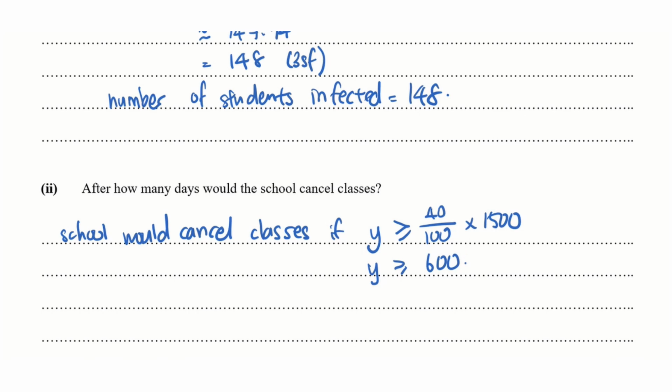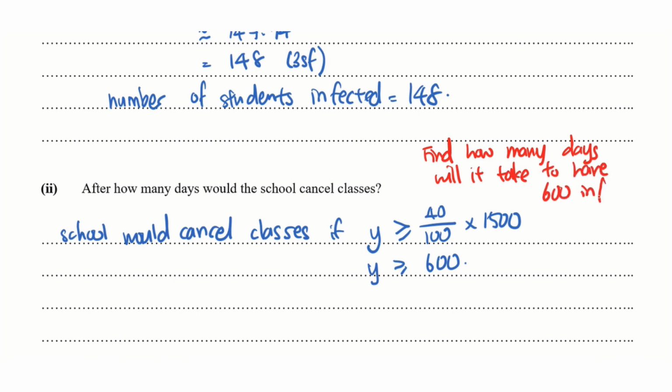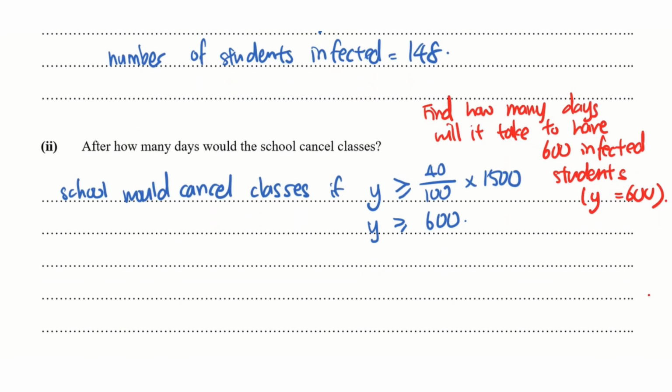Because we're trying to find out after how many days the school would actually cancel class, we are going to find out how many days will it take to have 600 infected students. That will mean that y is equal to 600. So we will take this process into answering this question.